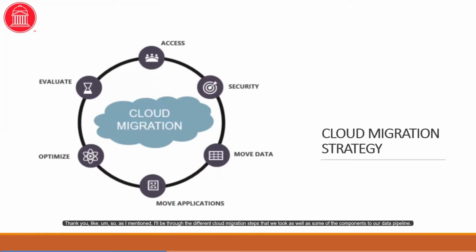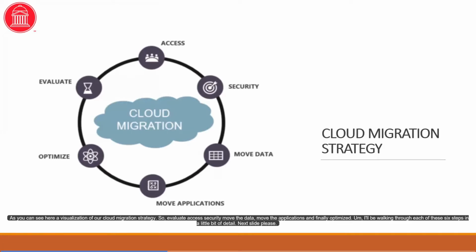As Lei mentioned, I'll be walking us through the different cloud migration steps that we took, as well as some of the components of our data pipeline. You can see here a visualization of our cloud migration strategy. So: evaluate, assess, security, move the data, move the applications, and finally optimize. I'll be walking through each of these six steps in a little bit of detail. Next slide, please.